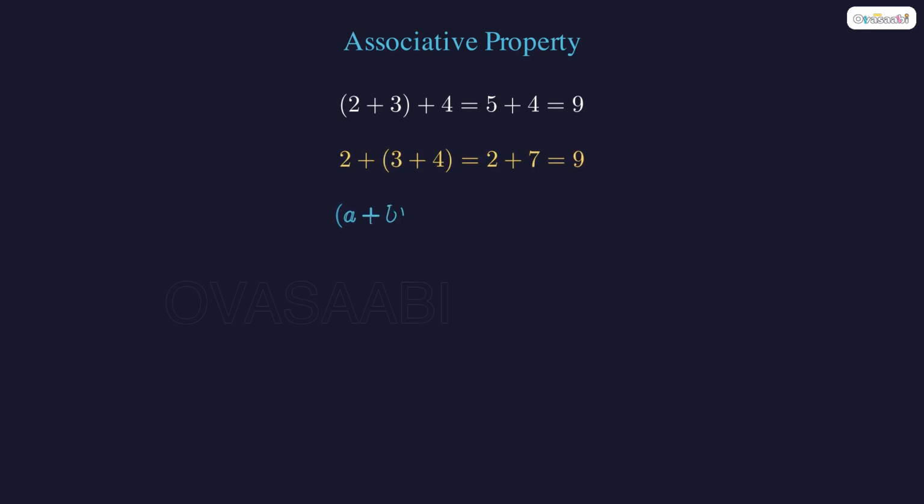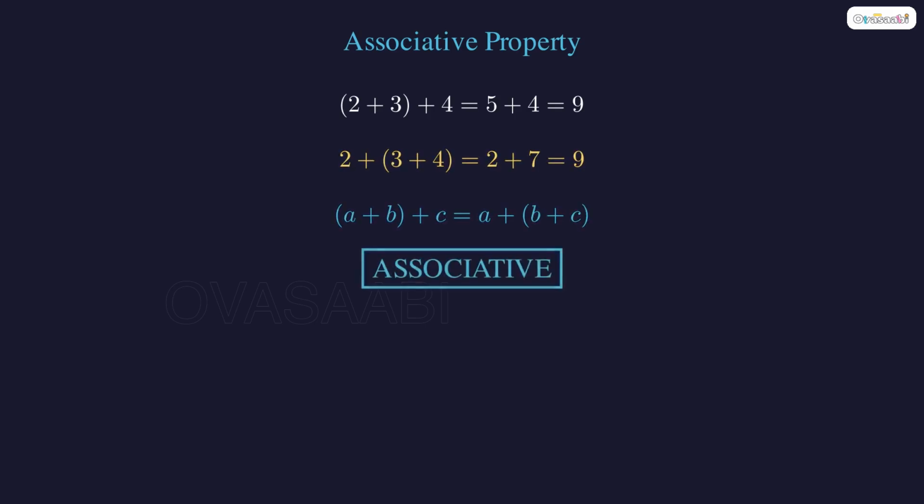Second rule, associative property. Grouping does not matter. When adding 3 numbers you can group them any way. The answer stays the same, always.